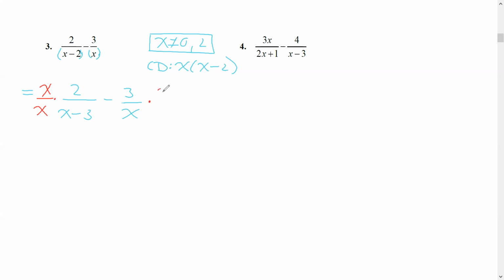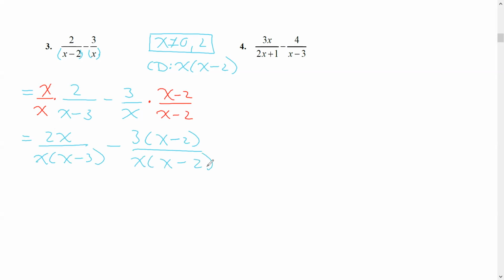And the second term needs an x minus 2 in the denominator. So I multiply numerator and denominator by 1 in a sneaky way. I'm going to write out my common denominators. And I really want you to do this step. Do not skip that step. Now, here comes something really, really important. Huge star beside this. Bingo.